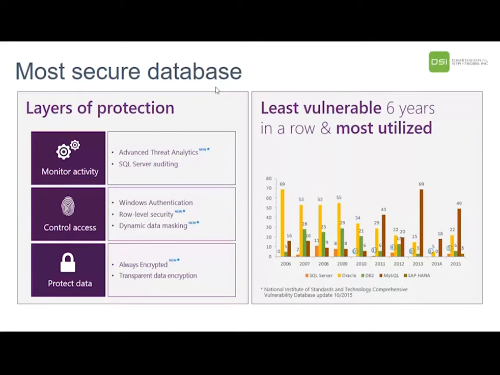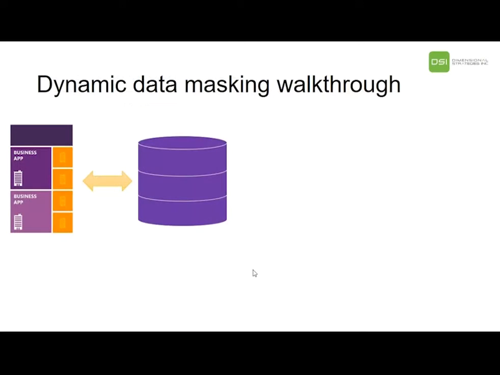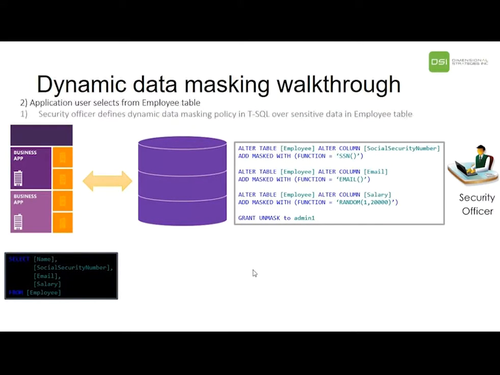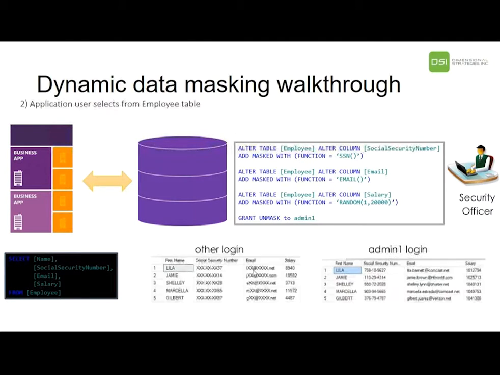So let's look at two specific features. Dynamic data masking allows me to determine what data gets displayed back to the user depending on who the user is. We can enable this on specific tables and specific columns, and when we run a query against those columns, the result sets we get back will be very different depending on who I am.